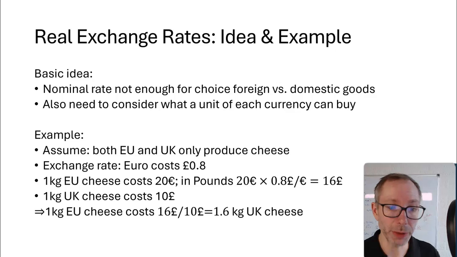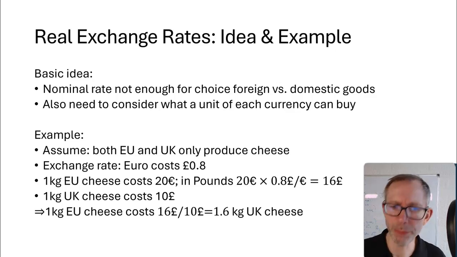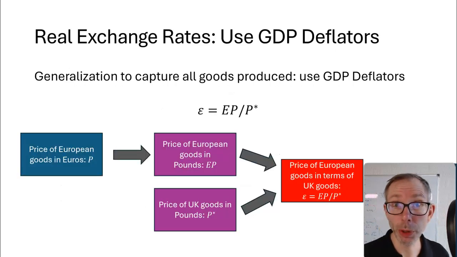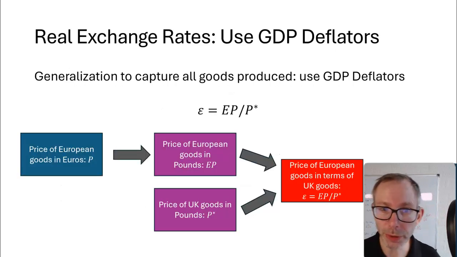Then we look at the relative price. So 1 kilogram of EU cheese costs 16 pounds divided by 10 pounds, so 1.6 kilograms of UK cheese. What we're getting here is the price of the EU cheese in terms of UK cheese, and that's 1.6. So you have to give up 1.6 kilograms of UK cheese to get 1 kilogram of EU cheese. That's the idea. So this is already a real exchange rate, but in a simple example where we only have one good. Now we want to extend that to multiple goods.